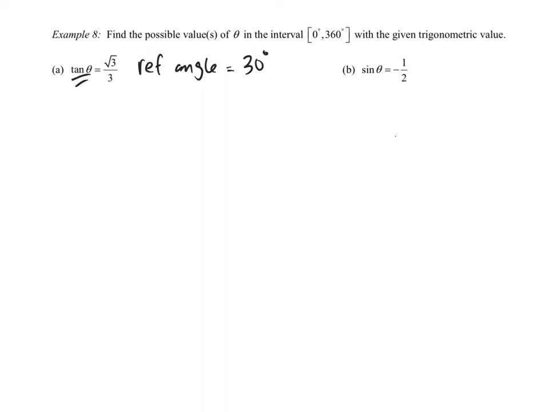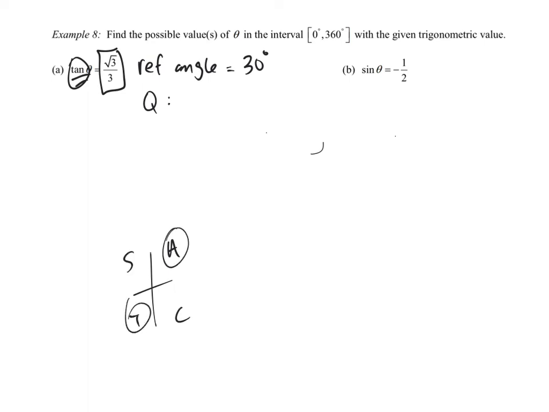The next thing we need to figure out is what quadrants we need to be in, and so this square root of 3 over 3 is positive, so I need to figure out in what quadrants tangent is positive. And so from all-star trig class, just writing that down again, that's going to be quadrant 1 and quadrant 3. So we're going to be in quadrant 1 and quadrant 3.